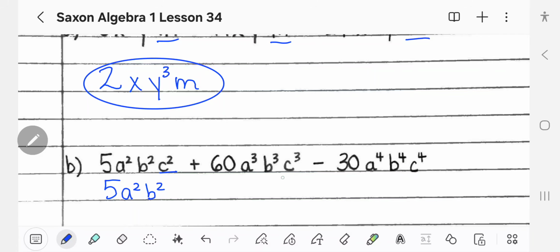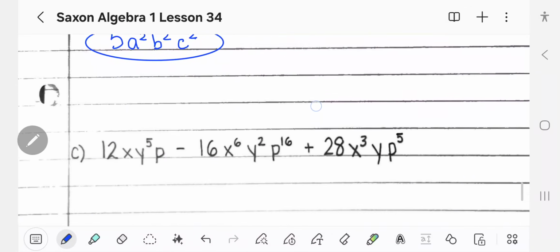Now I've got a c squared, c cubed, and c to the 4th. That's going to be c squared. We see a pattern here, don't we? 5, a squared, b squared, c squared. Good job.